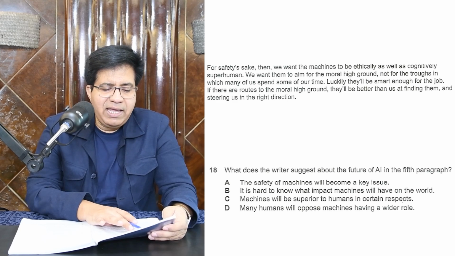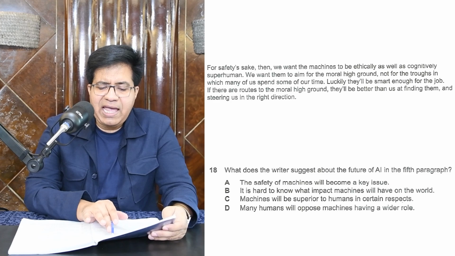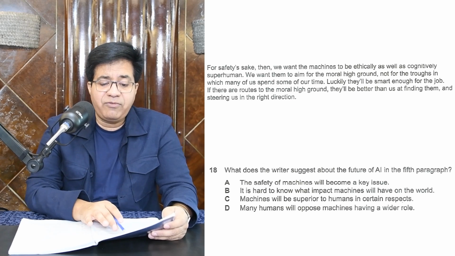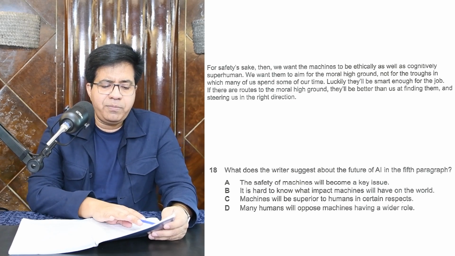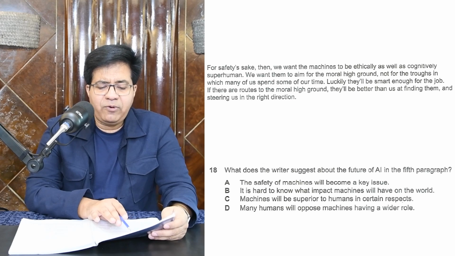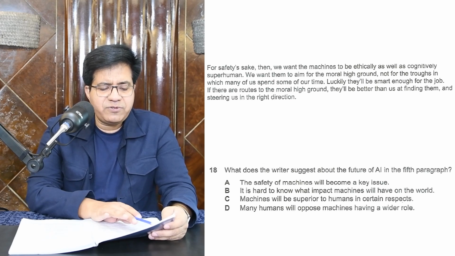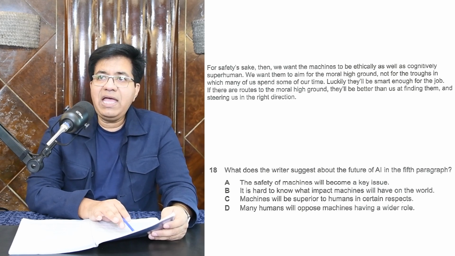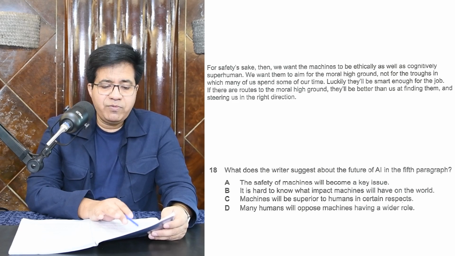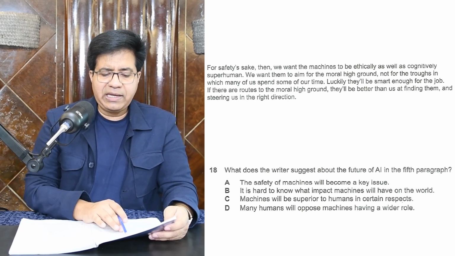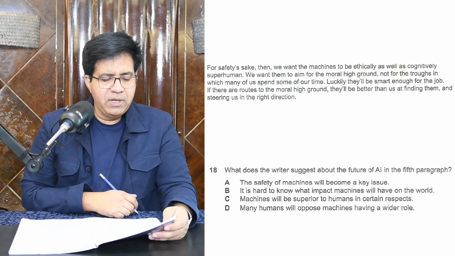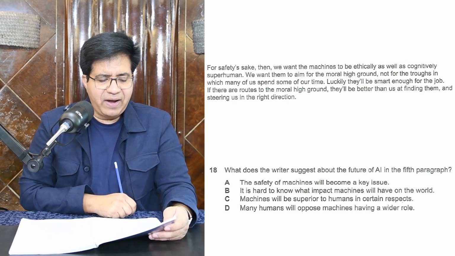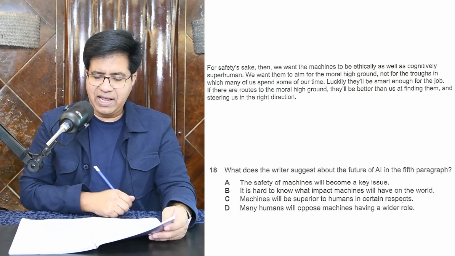Two points. One is we want the machines to be ethically as well as cognitively superhuman. Cognitively means related to thinking or the brain. We want machines to aim for the moral high ground, not for the troughs in which many of us spend some of our time. It means in the past, we have made terrible mistakes being human, so we don't want machines to do that. And then they say, "Luckily, they will be smart enough for the job. If there are routes to the moral high ground, they will be better than us at finding them and steering us in the right direction."